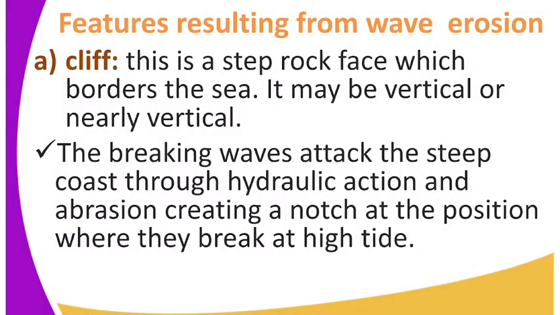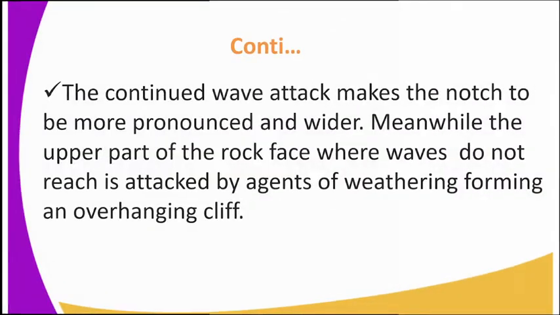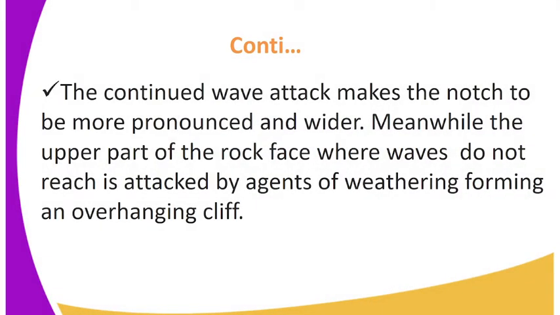The features resulting from wave erosion include: 1. Cliff. This is a steep face of rock which borders the sea. It may be vertical or nearly vertical. The breaking waves attack the steep coast through hydraulic action and abrasion, creating a notch at the position where they break at high tide. The continued wave attack makes the notch more pronounced and wider.